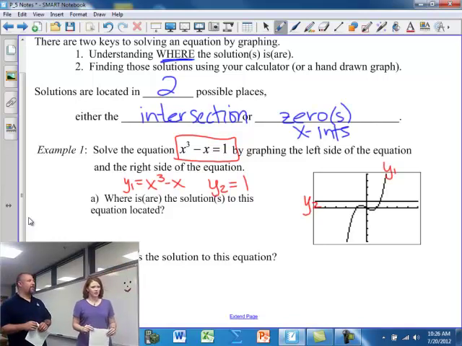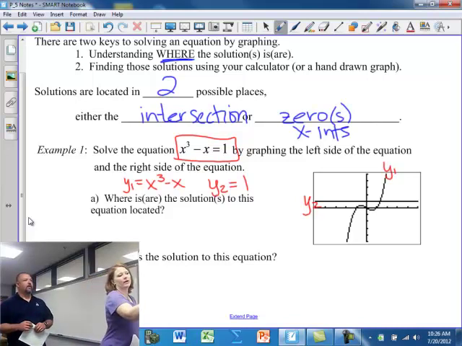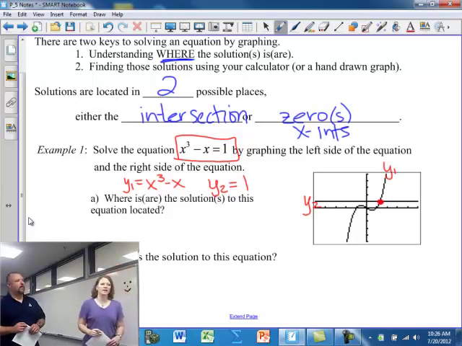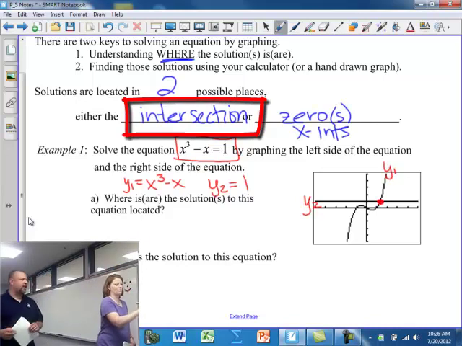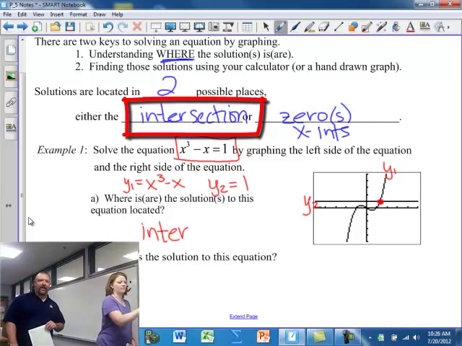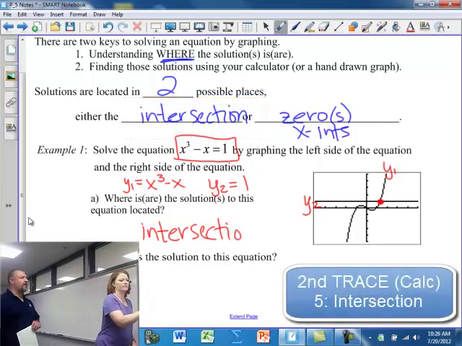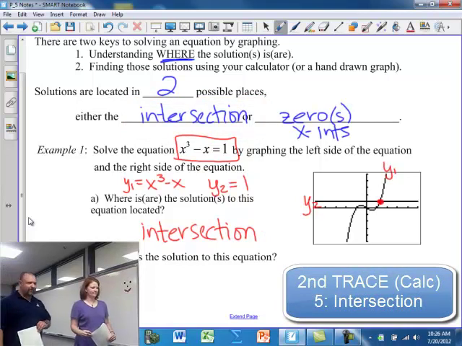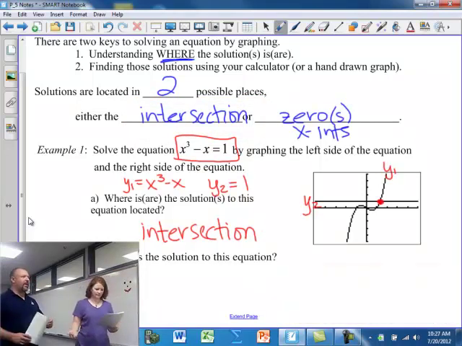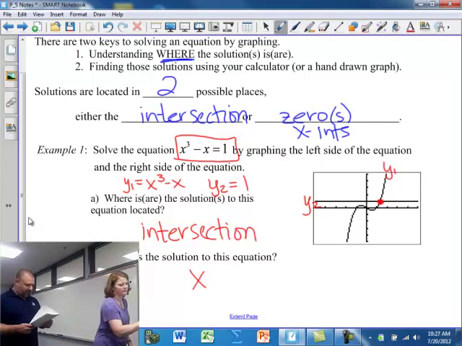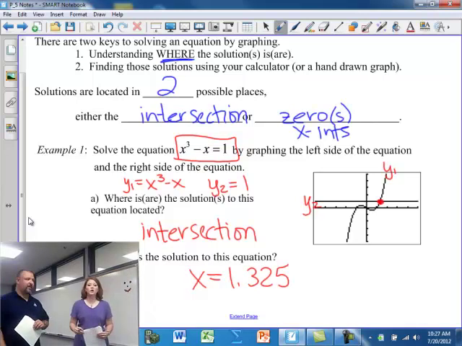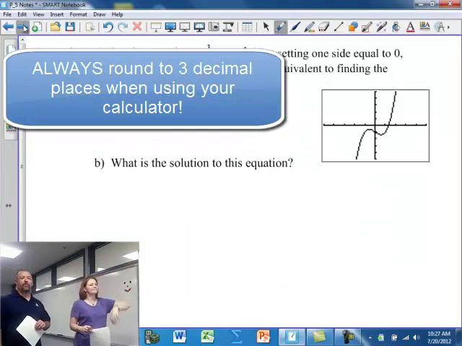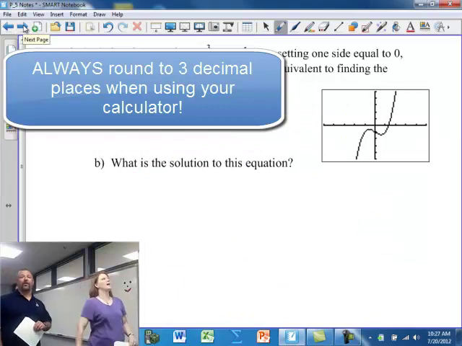Where are the solutions going to be on this problem? These solutions are going to be right here where the curve and the line cross each other. Their intersection is the solution, and we're going to find that using calculate intersection, which is second trace and then option 5 or something like that. We choose the first curve, second curve, guess, and then we get an answer of approximately 1.325 if we go to 3 decimal places. We do that all year long because this is pre-calculus, and calculus requires 3 decimal places, so pre-calculus requires 3 decimal places all the time.